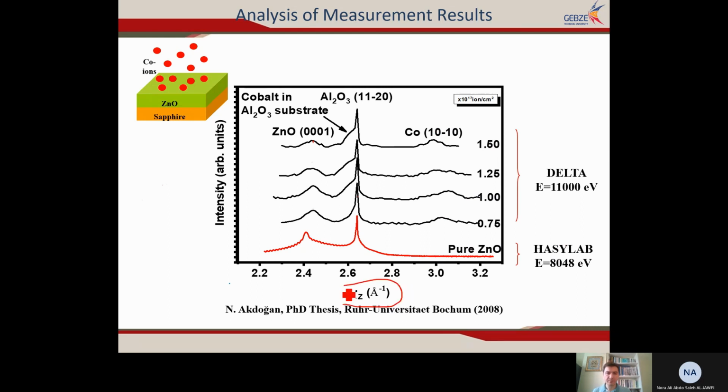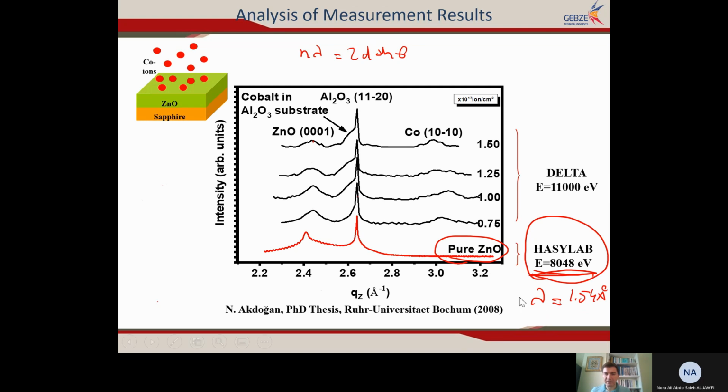One is this one. Actually, this is an intensity versus 2 theta graph, okay? But instead of 2 theta, I can plot it like this, QZ. This pure zinc oxide was measured at the synchrotron laboratory in Hamburg, HASYLAB, and the energy of the X-rays is 8 kilo-electron volts. So the wavelength is more or less this. You can calculate it by using this formula: energy is given by hc over lambda, okay? So by putting this energy here, you can calculate the lambda.